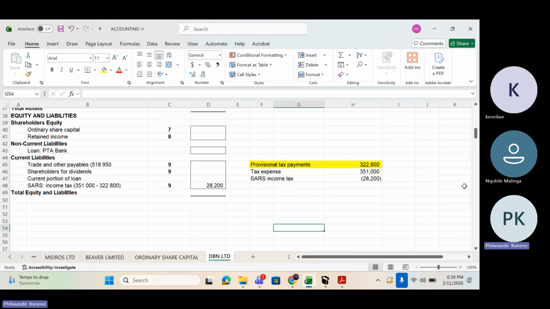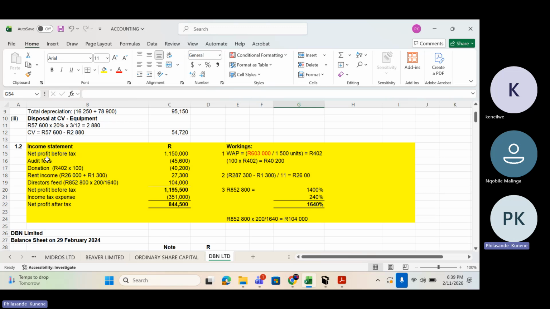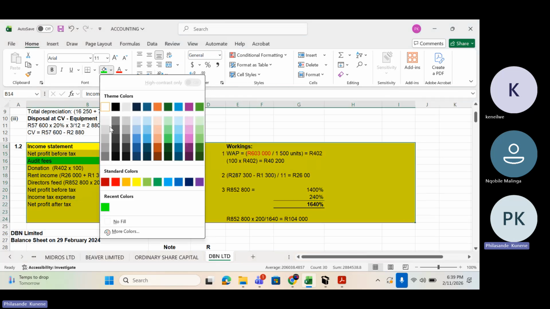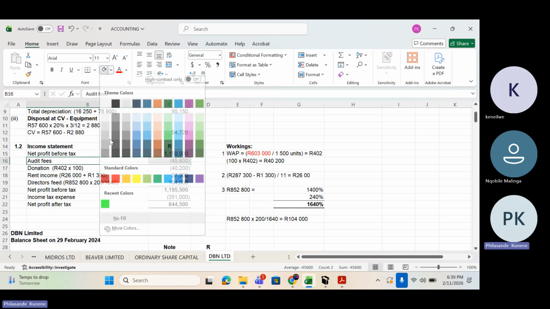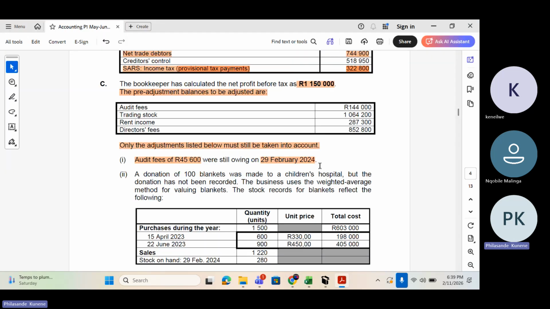So if I go to my income statement, of which we've already done that, there is audit fees here, as you can see, 45,600 rand. We subtracted it from the 1,150,000 because it was not considered, because this is an outstanding audit fee, right? We've considered it here, and then we have subtracted audit fees. Okay, then let's talk about the balance sheet. How is it going to affect the balance sheet?